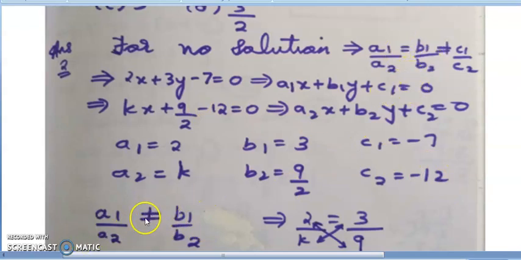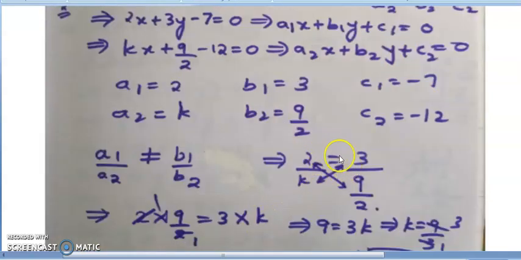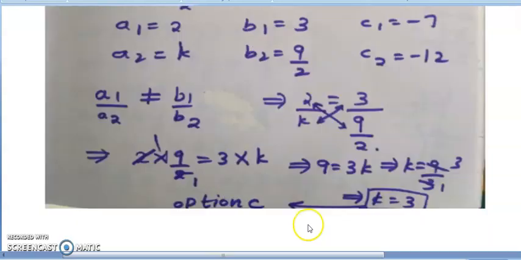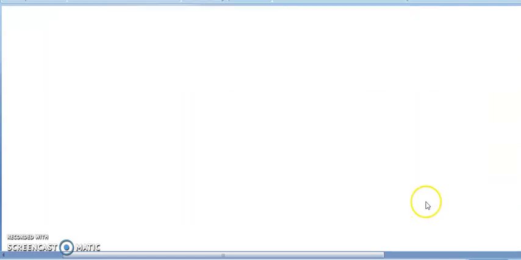a1 by a2 is equal to... it is not equal to. Sorry. a1 by a2 is equal to b1 by b2. So what is a1 by a2? 2 by k is equal to 3 by 9 by 2. Cross multiply. 2 into 9 by 2 is equal to 3 into k. So 2 ones are 2, 2 ones are 2. So 9 is equal to 3k, or k is equal to 9 by 3. 3 ones are 3, 3 threes are 9. So k is equal to 3.